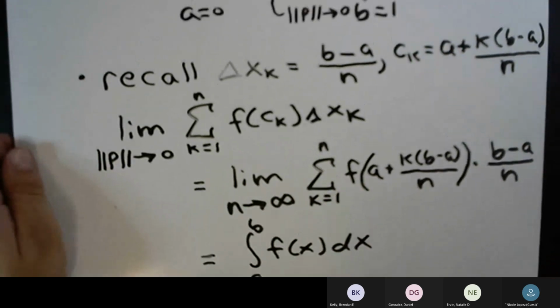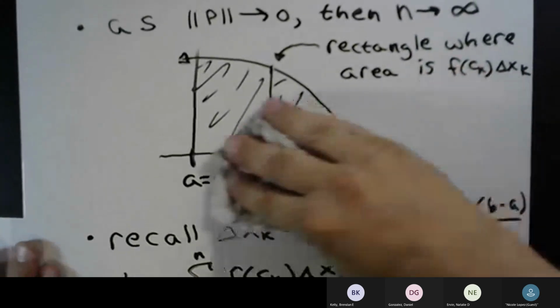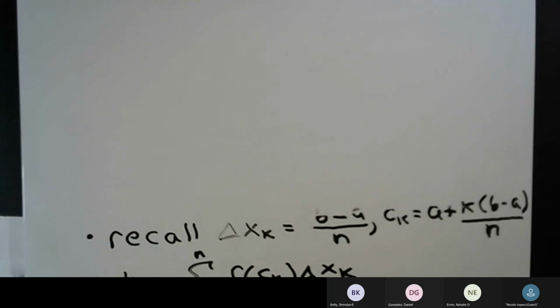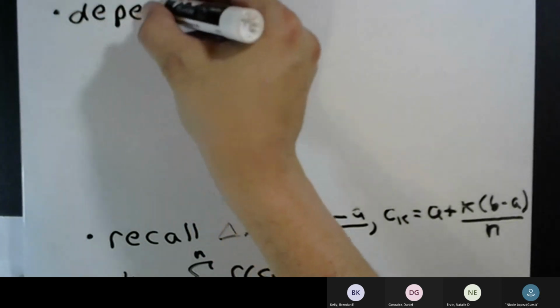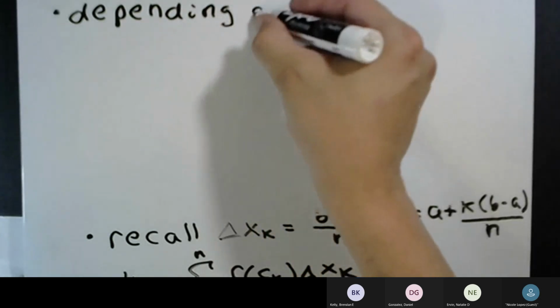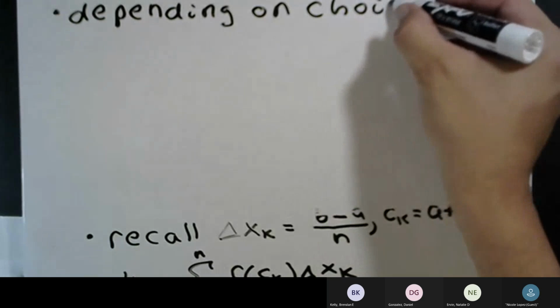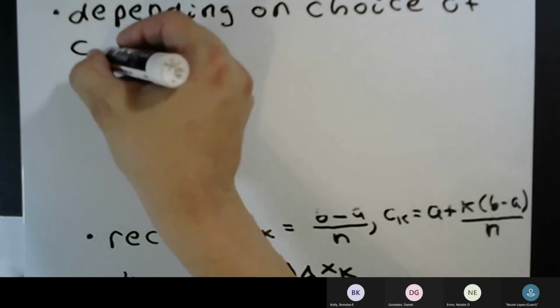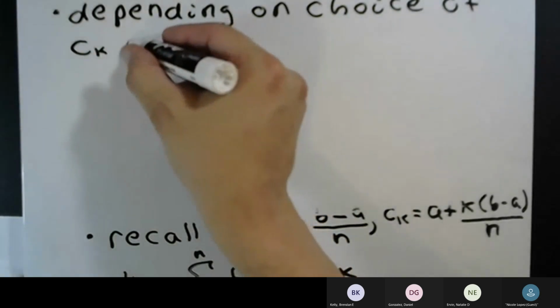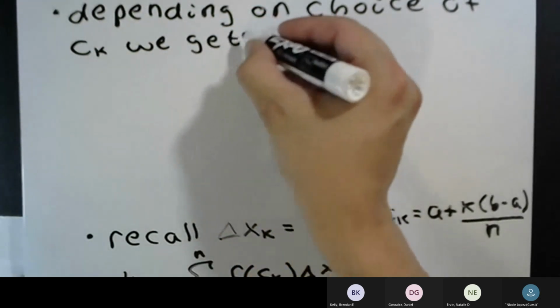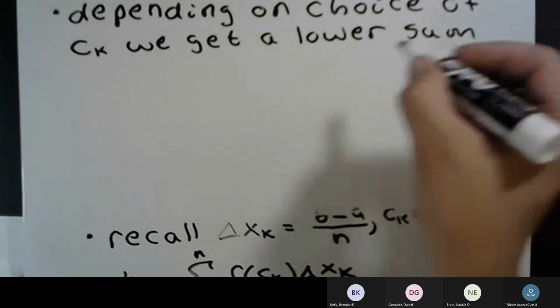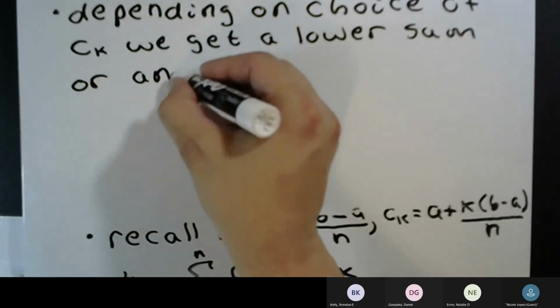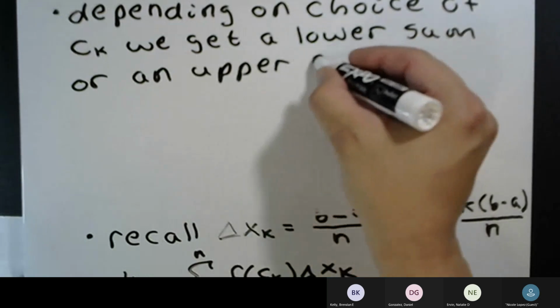All right. So depending on the choice of ck, we can get a lower sum or an upper sum.